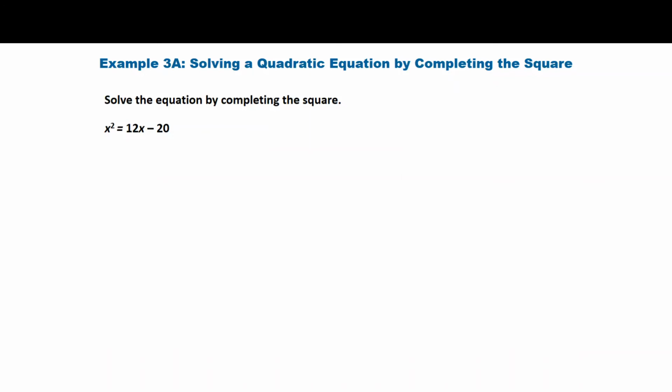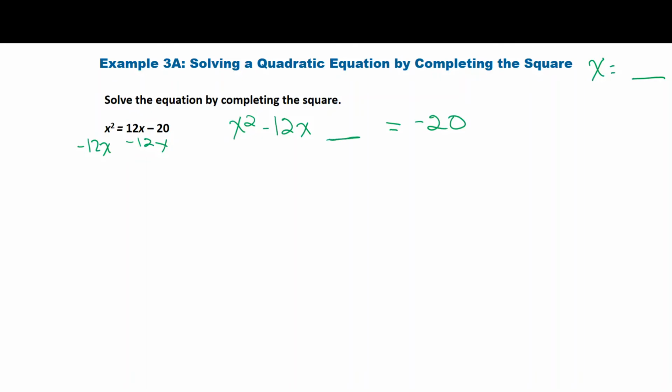Okay, so let's try this example and see how it works out for us. It says solve the equation by completing the square. So the first thing we want to do is have our variables on one side and our constants on the other, because remember, eventually we want to end up being able to say x equals something. So let's get our variables on this side. I see that I've got a 12x, and I want to move it over to get it with my x squared. So I'm going to subtract 12x from both sides, minus 12x. And so when I do that, I end up with x squared minus 12x, leaving a little room here, equals negative 20.